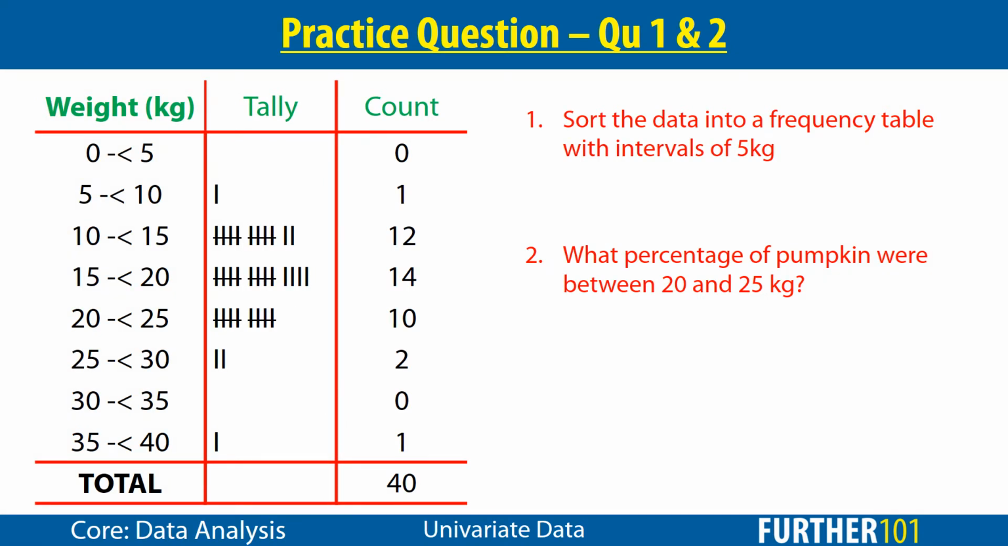The first question asks us to sort the data into a frequency table with intervals of 5 kilograms. Now before we do that, you're probably wondering what that weird symbol is in the first column. What that's essentially telling us is that the range of each interval starts at the left number and goes up to all the numbers but not including the number on the right. So that first category would include all data values from 0 up to but not including 5.